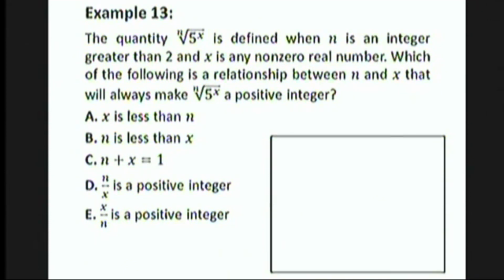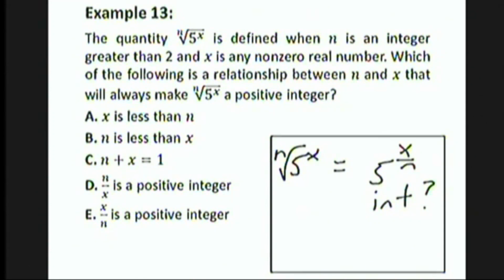Well, this problem becomes a lot easier if we rewrite the root as a power. So we're going to change the nth root of 5 to the x, using the last rule, to 5 to the x over n. So we want to know when this will be an integer. Well, the expression 5 to the x over n will be a positive integer precisely if the exponent is a positive integer. And the exponent here is x over n.